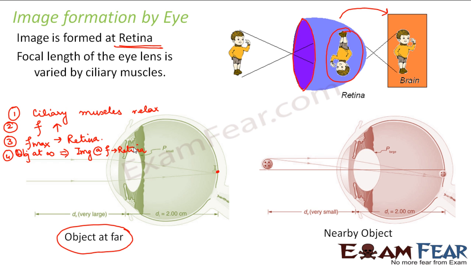So now let us look at the scenario of a nearby object. Let us suppose the eye is looking at a nearby object, let us say this ball. In this case, one ray coming parallel to the principal axis will pass through the focus. This is my focus. In this case, what happened? The ciliary muscles contract. As a result, the focal length decreased.